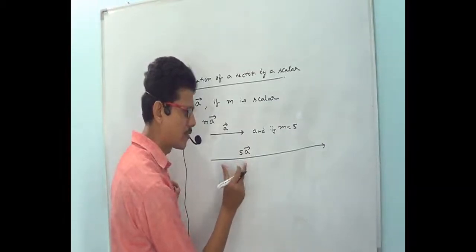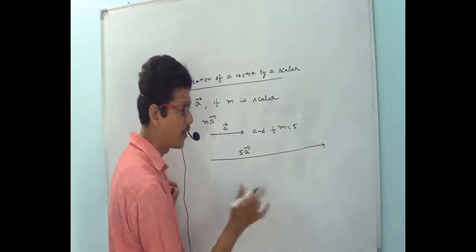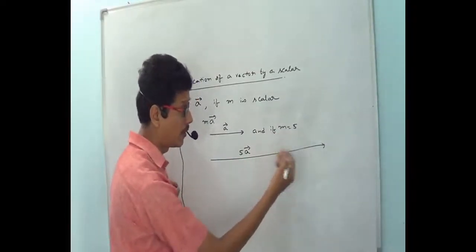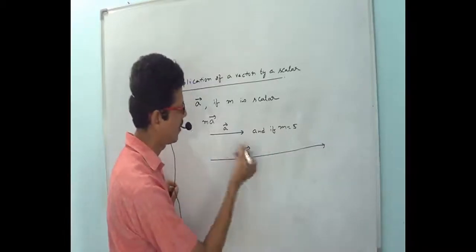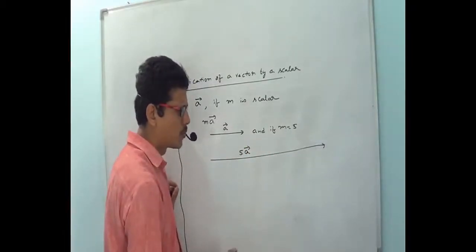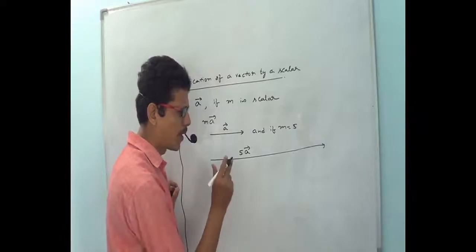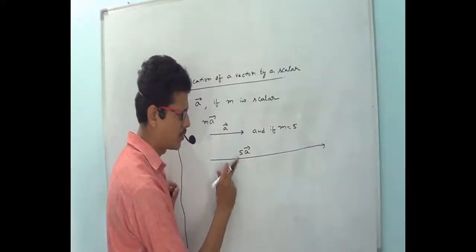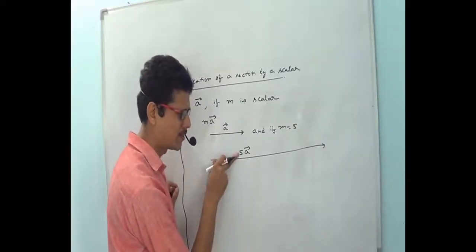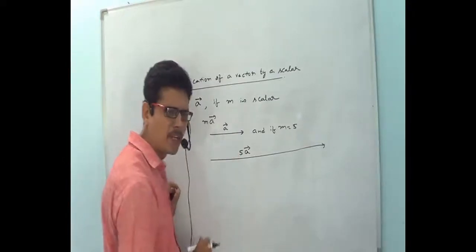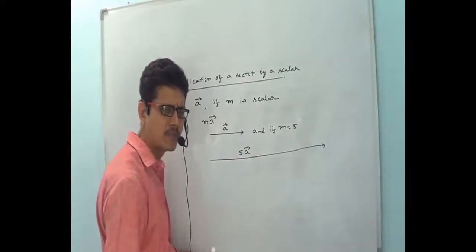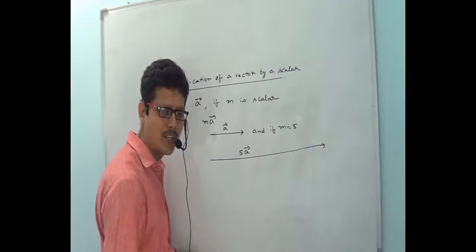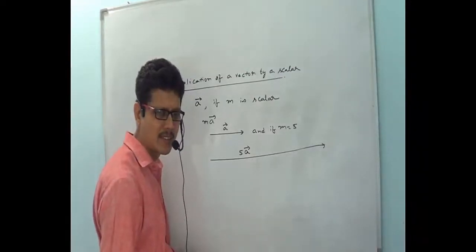So this vector's direction is not changing. If m is equal to -1, then the direction can change, like this I have to draw. So here the magnitude of the vector is changing. Here it is changing 5 times, right? If I multiply a vector by a scalar, suddenly its magnitude will increase.